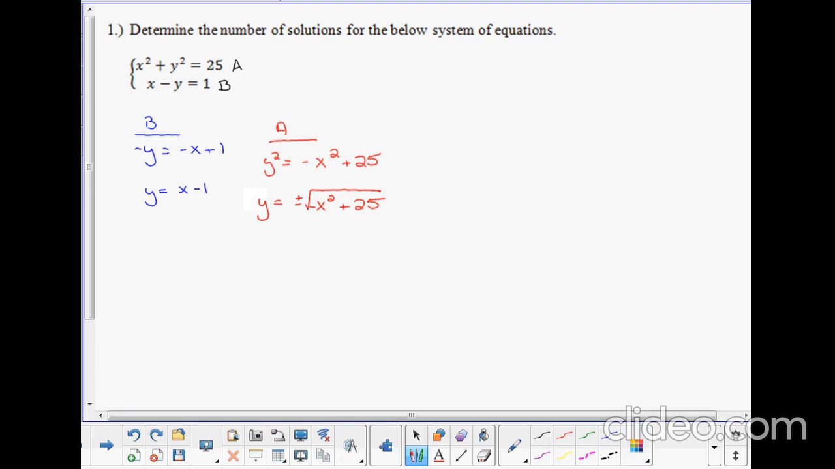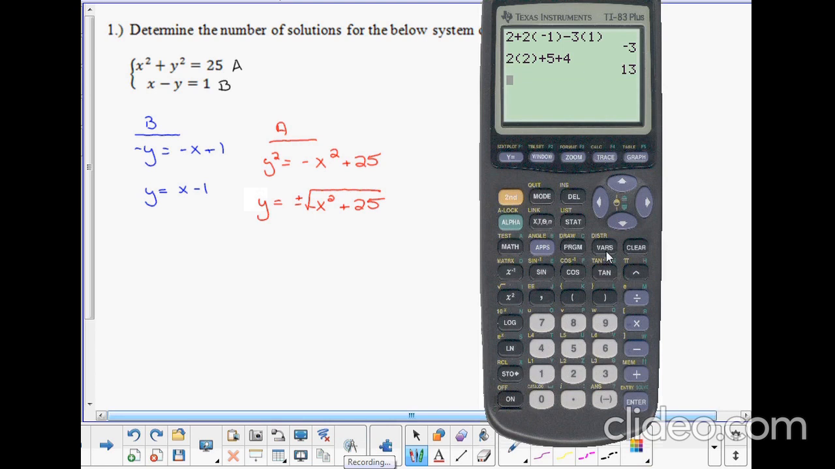Now, you can graph that in your calculator depending on what calculator you have. Some of them do have the plus or minus option, some of them do not. So I'm going to show you what it would look like if you do not have the plus or minus option. We would graph y equals x minus 1. Then I'd graph the square root of negative x squared plus 25, making sure the negative x squared plus 25 is inside my root or inside parentheses. And then the opposite of the square root of negative x squared plus 25. So I'm really taking care of this plus or minus root here with two different lines.